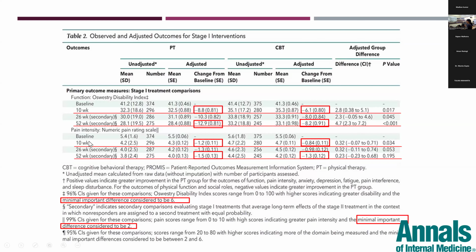Then pain intensity, at 10 weeks there was a 1.2 decrease in this pain intensity score, which goes from 0 to 10. For the CBT arm, there was a 0.84 decrease. Again, the p-value was significant.